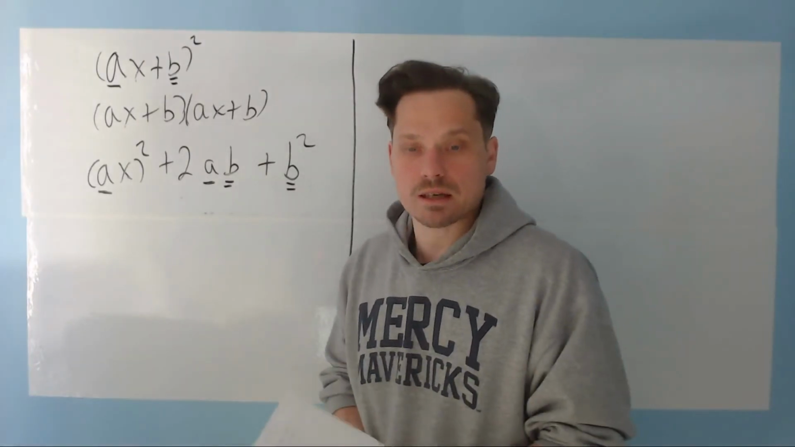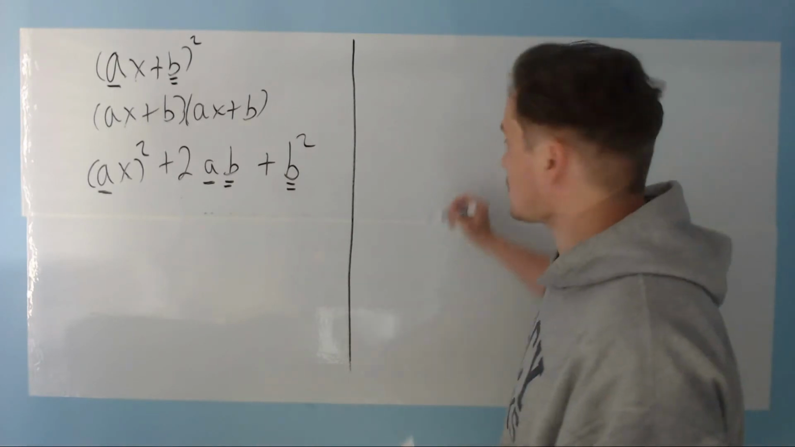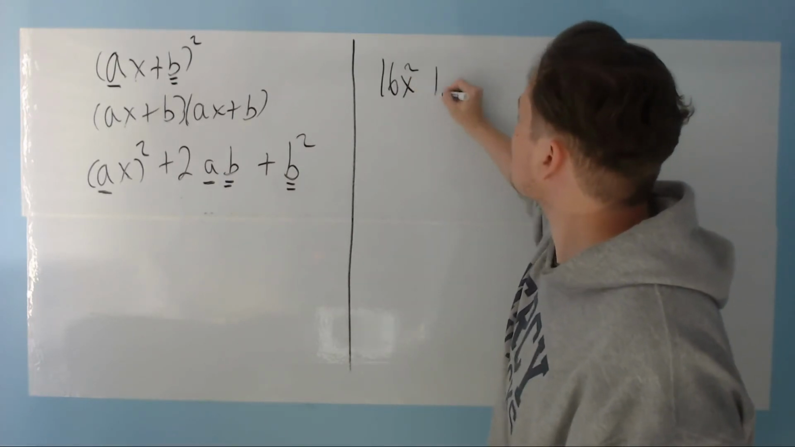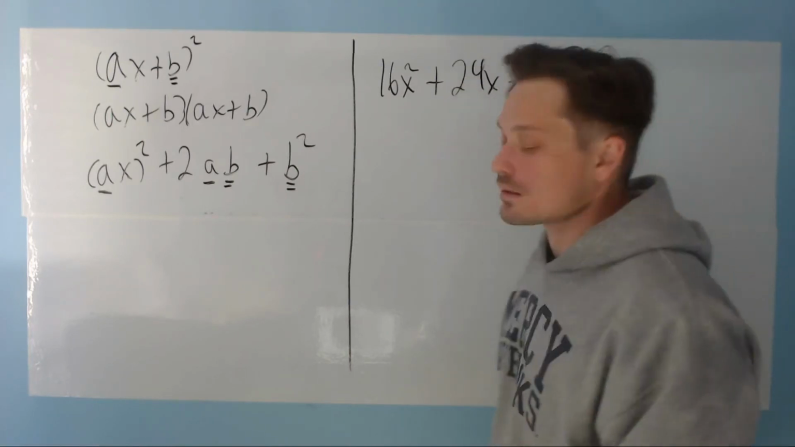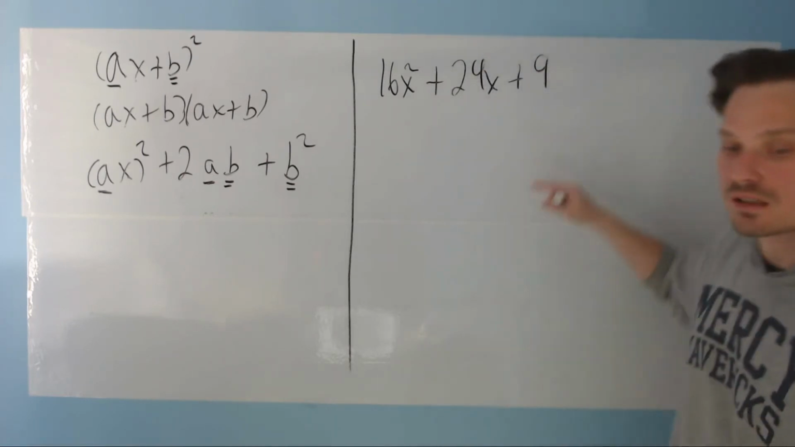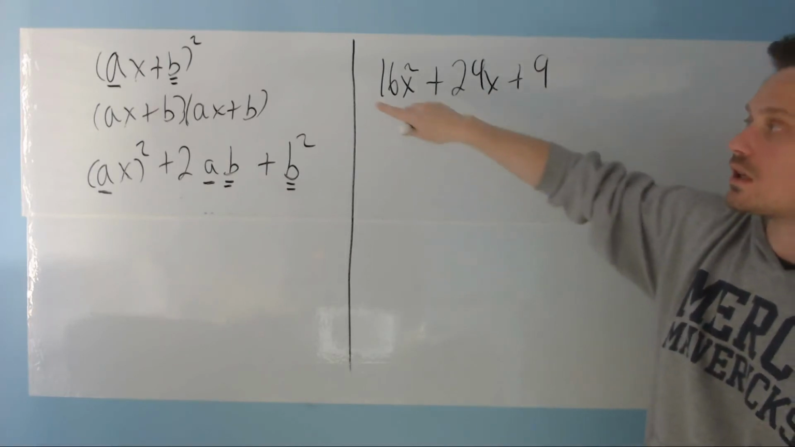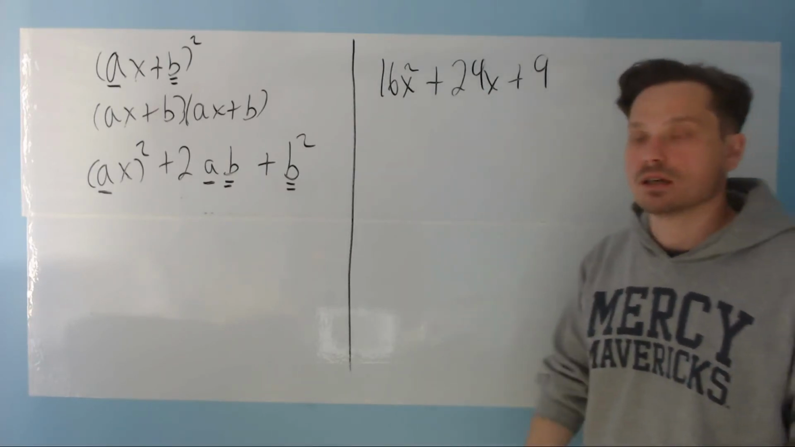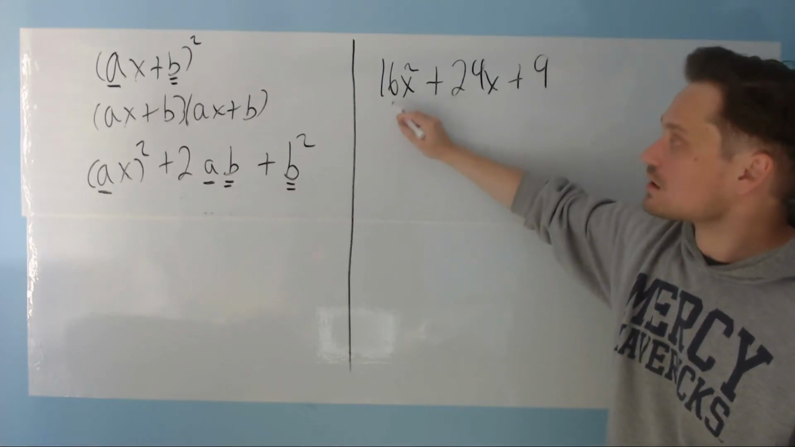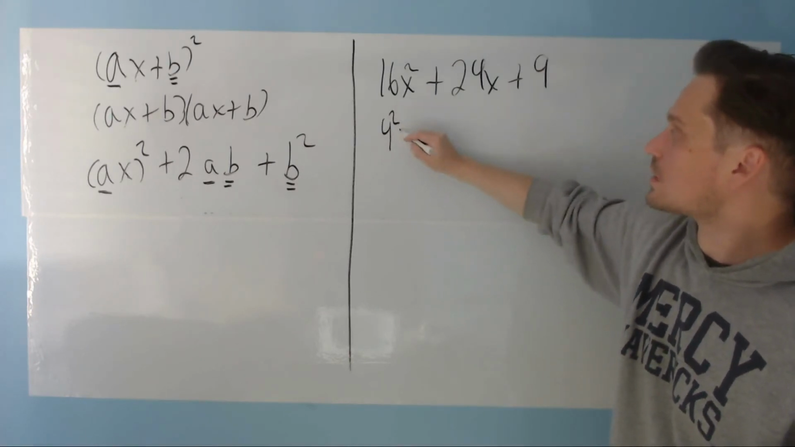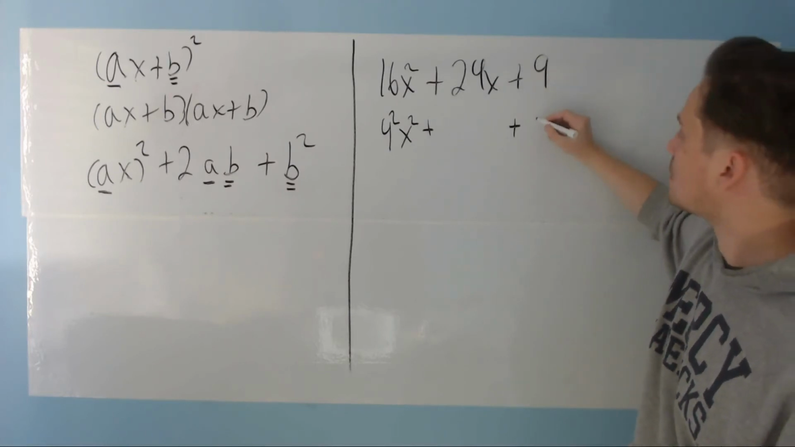So let's take a look at this example. The goal will be to factor. The example has the following form: 16x squared plus 24x plus 9. So I'm beginning with a trinomial that's been written out in this long form, and the goal is to turn that into (ax + b) and then that quantity squared. So when I carry this out, I'm going to rewrite the 16 as 4 squared x squared plus, and then the 9 I'm going to write as 3 squared.